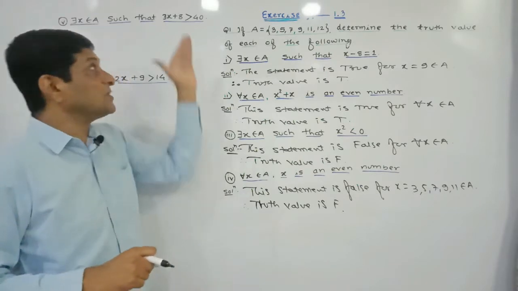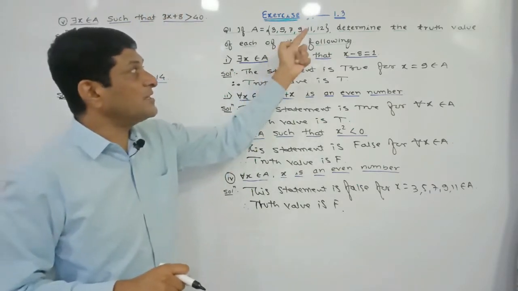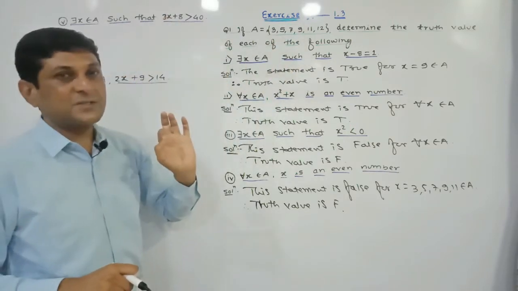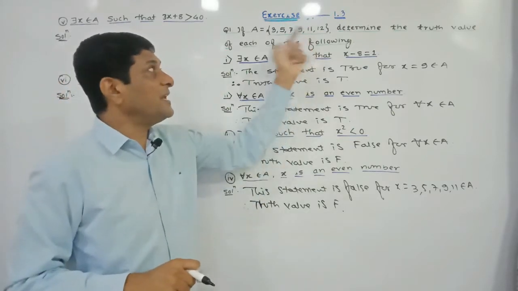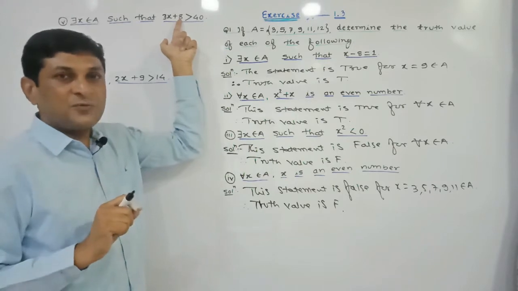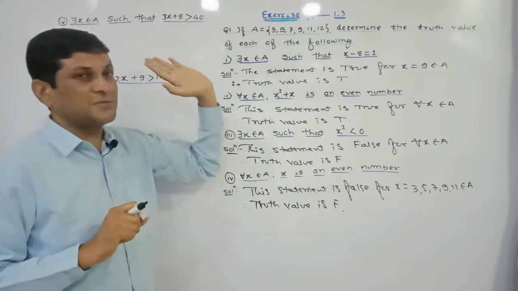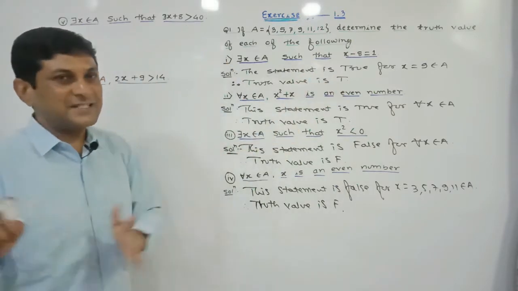But we have to check the element which satisfies this condition, meaning such an element whose value is greater than 40. So if we consider 9, 3 nines are 27, 27 plus 8 is 35, which is also not greater than 40. Now check for 11, 3 elevens are 33, 33 plus 8 is 41, so 41 is greater than 40, meaning for 11 this condition is satisfied, and definitely for 12 also this condition will be satisfied.